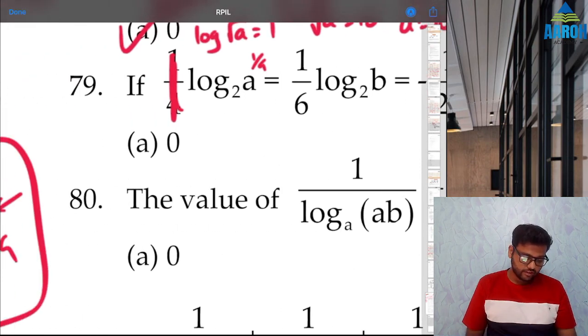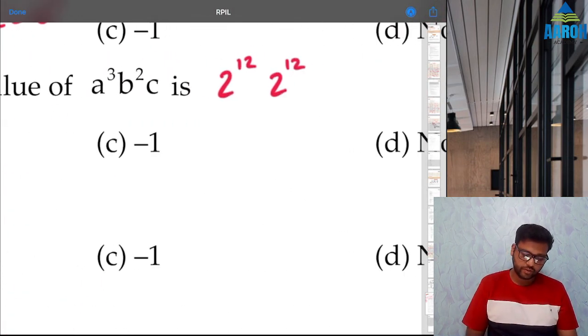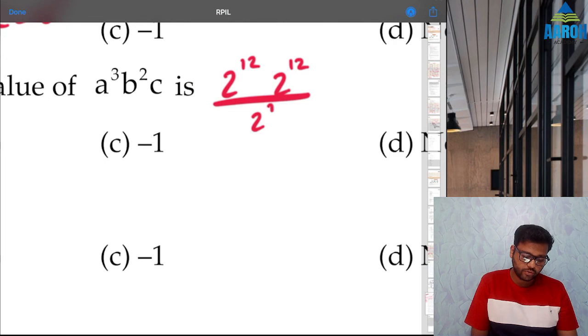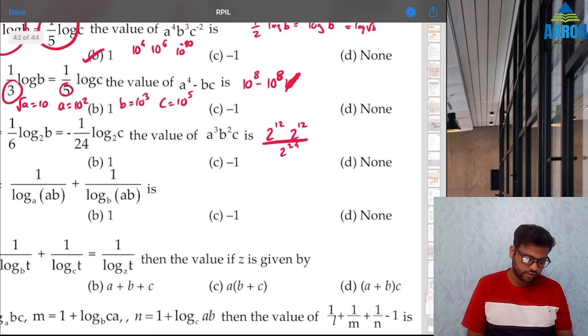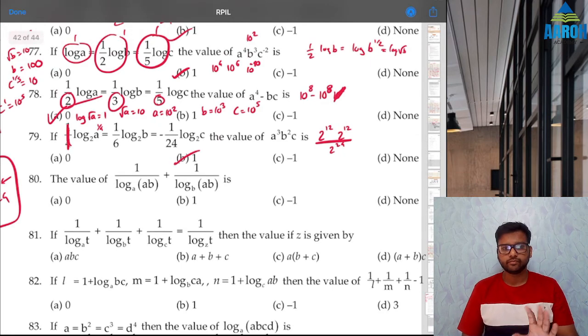And C. C is what? 2 raised to minus 24. Okay. So that will be 1 upon 2 raised to 24. So if you observe, again everything is getting cancelled. Answer is 1. Option B. Same logic.